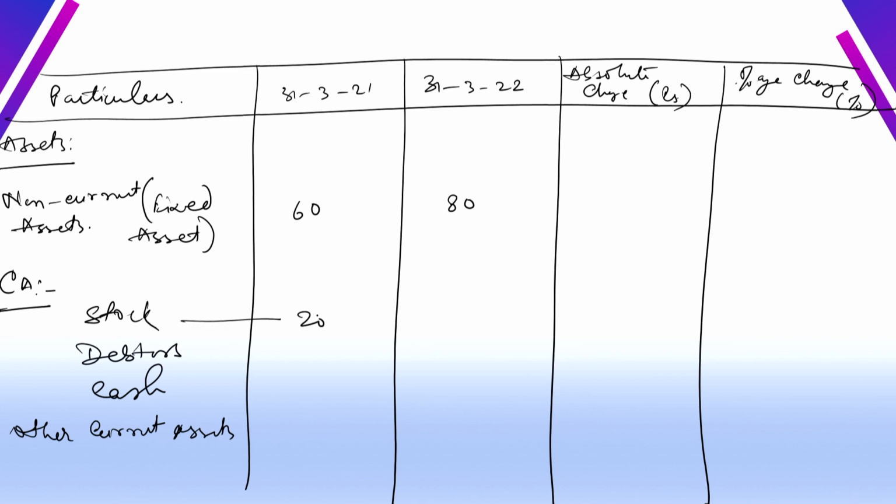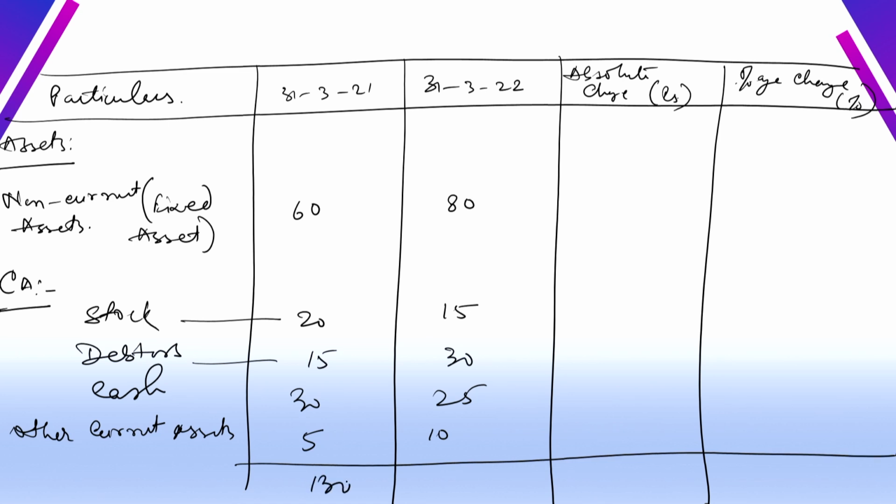Stock has been 20,000 and currently it has decreased to 15,000. Debtors 15,000, currently it has increased almost double to 30,000. Cash from 30,000 decreased to 25,000, and other current assets from 5,000 to 10,000. The total will always come the same as on the liability side, because this is a balance sheet and both the sides should match. Now the changes.